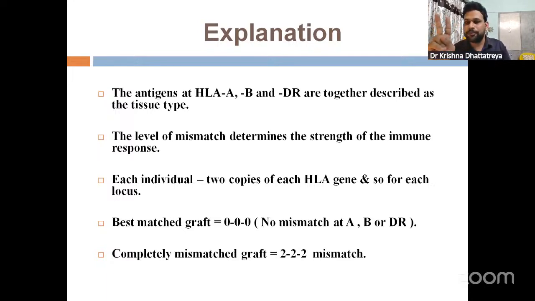That means the 2 copies of each gene will be there for each locus, and there is no mismatch at all between the HLA A, HLA B, and HLA DR. That is the best match graph. If there is a complete mismatched graph, that means 2, 2, 2. That is called complete mismatch.